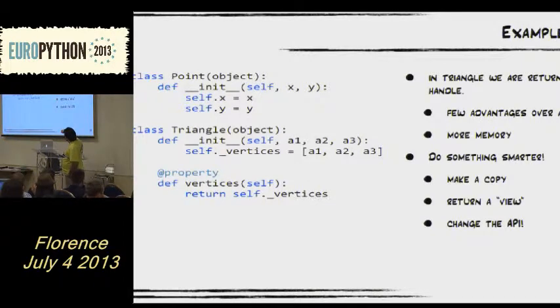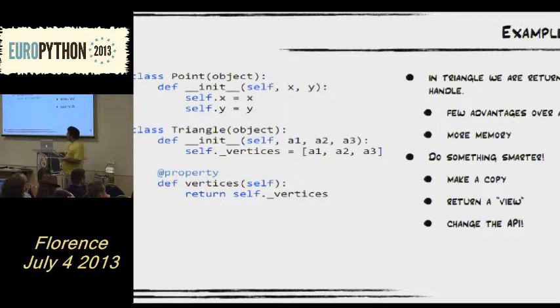Still, this is a very big problem, because actually we are returning a handle. And if we do this, we have very few advantages over a plain list. We just use more memory. I'm not saying that using a plain list to represent a triangle is a good design. I'm just saying that this is just as bad. So, if you want a bad design, at least take the one that occupies less memory. Okay? If you want a good design, well, we can do something smarter here.